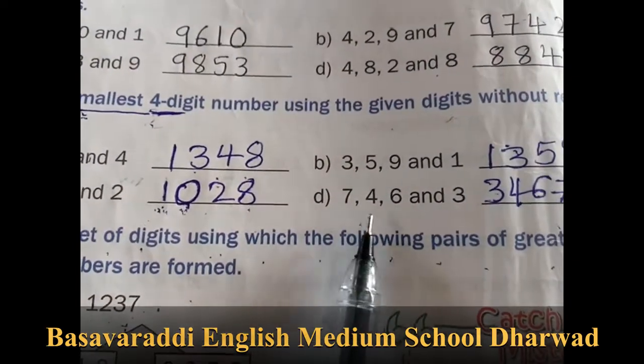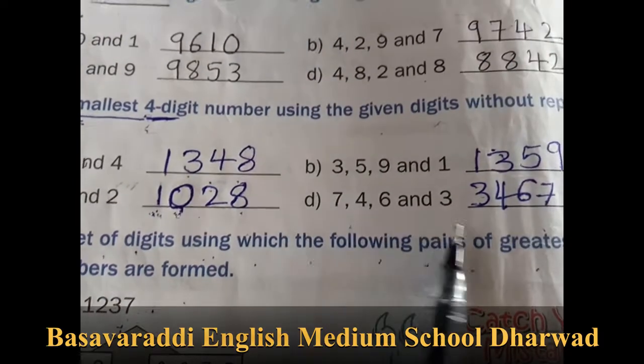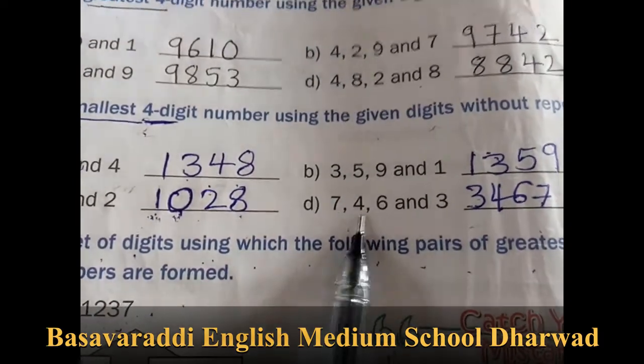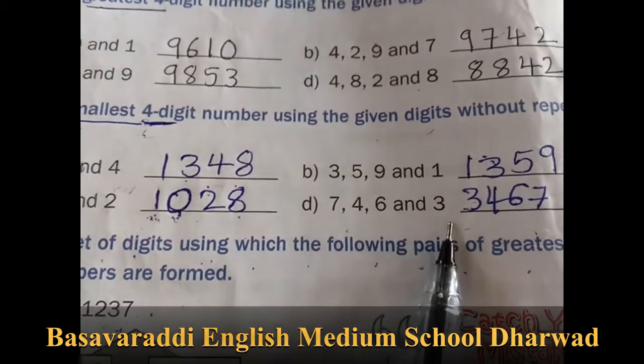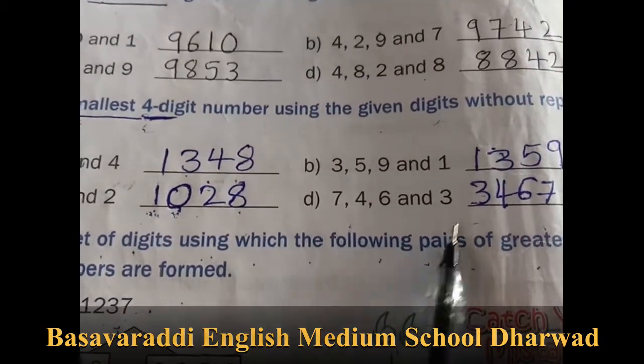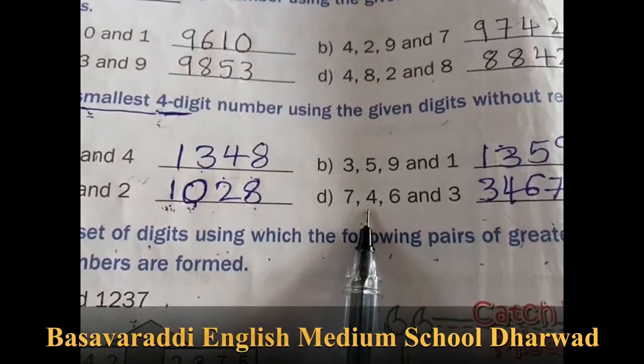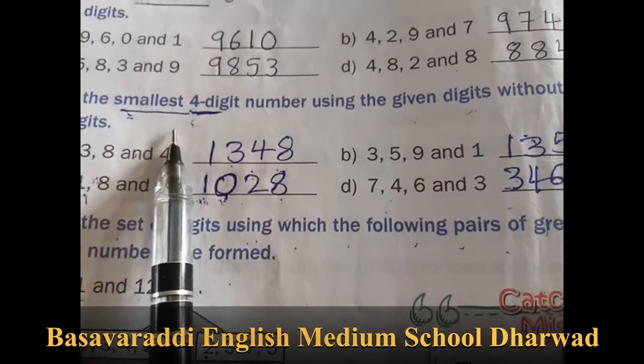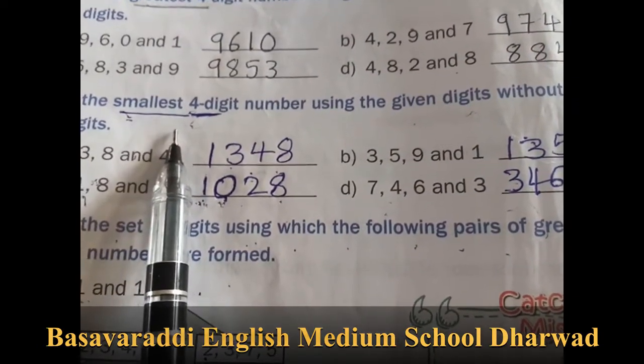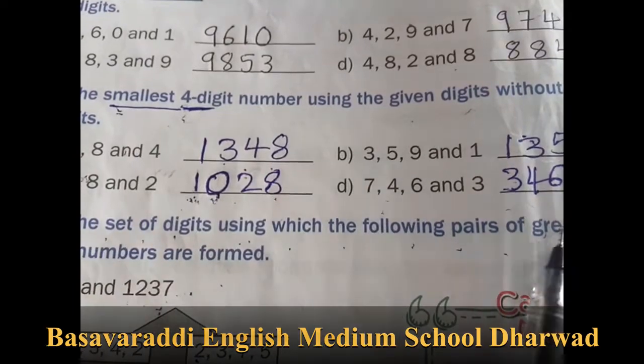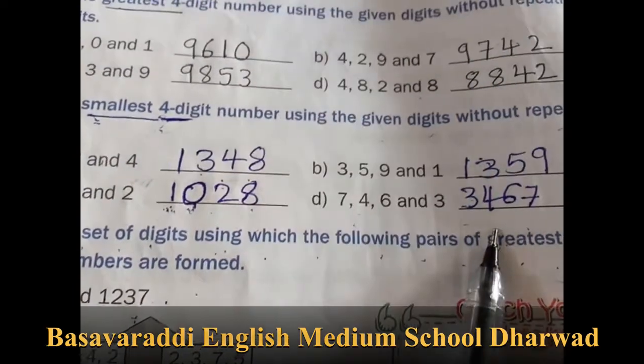D: 1, 7, 4, 6 and 3. So 3 is the smallest, afterwards 4, 6 and 7. 3467. We are using these 4 digits and making the smallest 4-digit number.